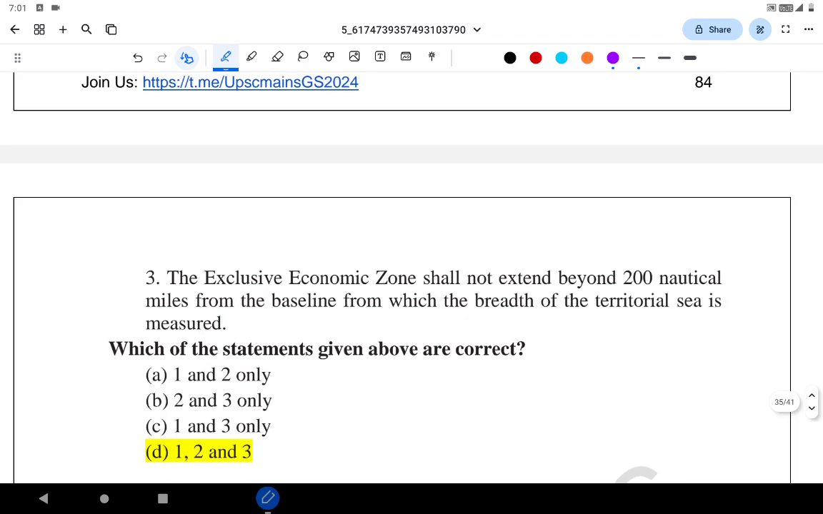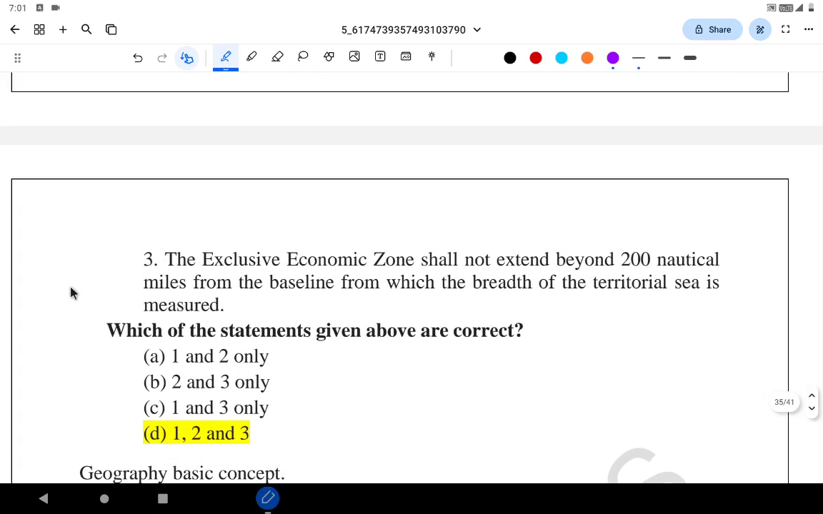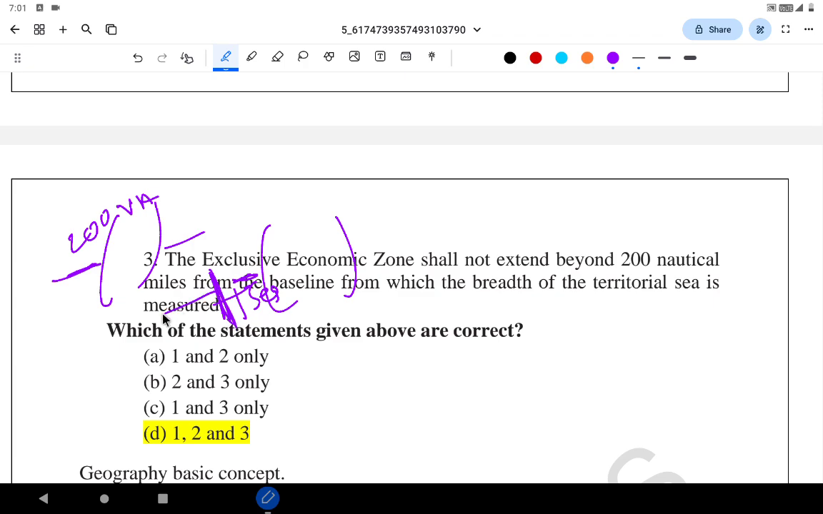The exclusive economic zone shall not exceed 200 nautical miles from the baseline from which the breadth of the territorial sea is measured. See, the exclusive economic zone is 200 nautical miles. Sorry, not from the coastline. There is a country's coast. There are 12 nautical miles of territorial sea. From the territorial sea, it's 200 miles of exclusive economic zone.